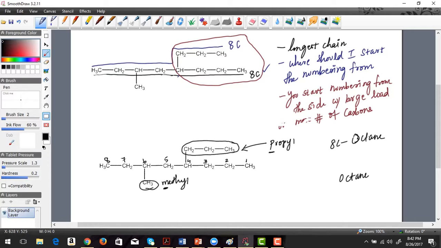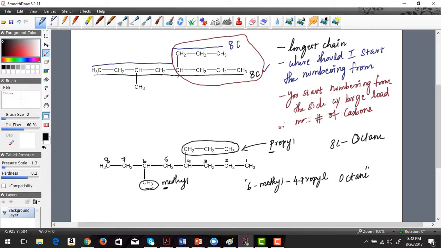Now we got to go get our first and middle names, so to speak. The propyl group is located at 4, and the methyl group is located at 6. So it's 6-methyl. You would have thought you would write 4-propyl first, but P comes after M, so 6-methyl-4-propyloctane. That's the name of the compound right here.